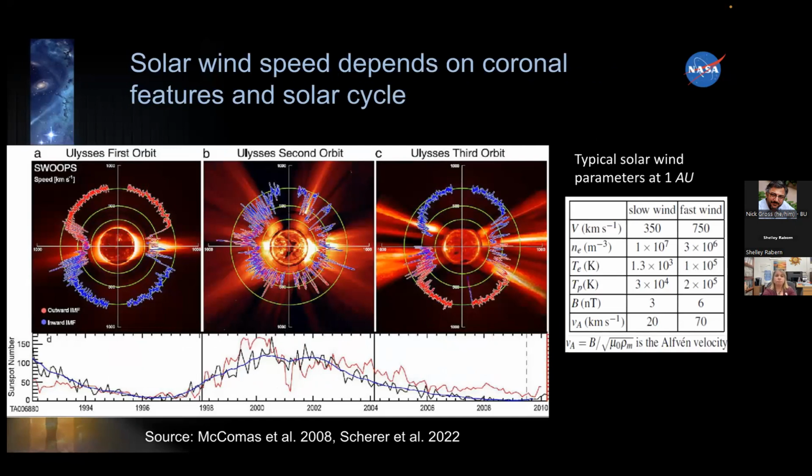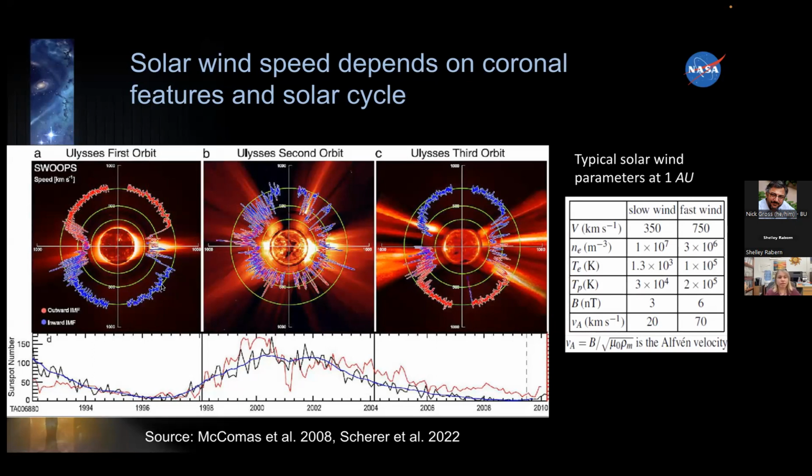Now, solar wind speed depends on coronal features and the solar cycle. And so, like I said earlier, if you have a coronal hole, you can have a fast solar wind. So this is a complicated plot, but it's very useful. What it's showing is the farther out it is from the sun, this scale is the speed, whereas the color is the magnetic direction. And so red means it's pointing outward and blue means it's pointing inward. This is near solar minimum.